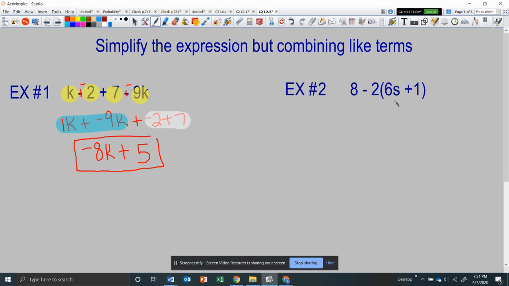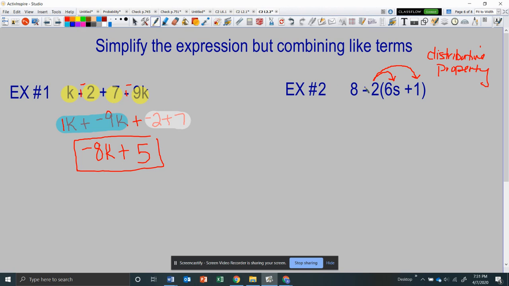Now this one, order of operations would tell us we're supposed to do what's in parentheses first, but because we can't add 6s plus 1, then what we can do is we can actually get rid of the parentheses by using a property called the distributive property. And basically what we're saying is, since this 2 is in front of the parentheses, that if I distribute this to each of the things in the parentheses, then I can actually get rid of the parentheses altogether and combine like terms.